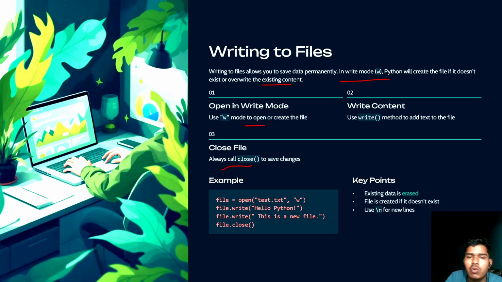Example: file = open("test.txt", "w"), file.write("Hello Python"), file.write("This is a new file"), file.close(). The key point is that existing data is erased. As I told you, Python will create the file if it doesn't exist or overwrite the existing file, so existing data is erased in this program. The file is created if it doesn't exist. Use \n for new lines.